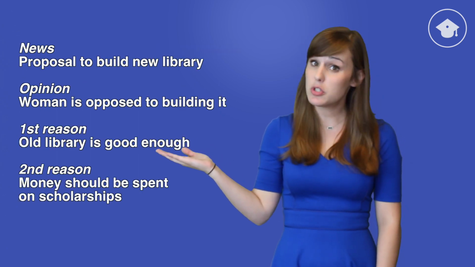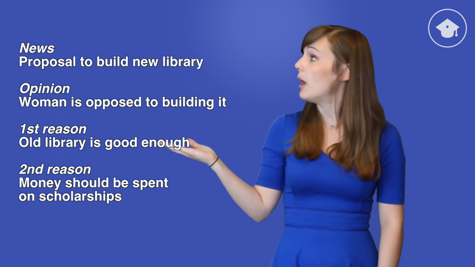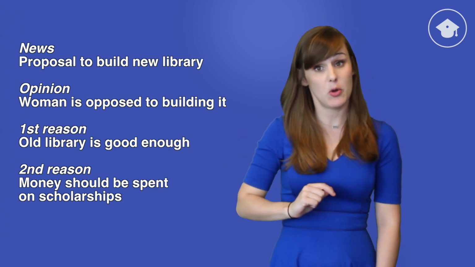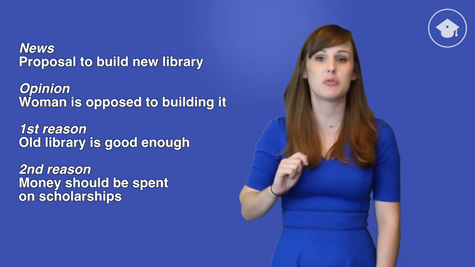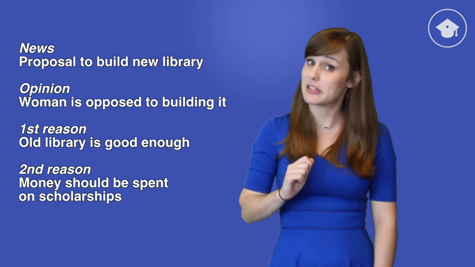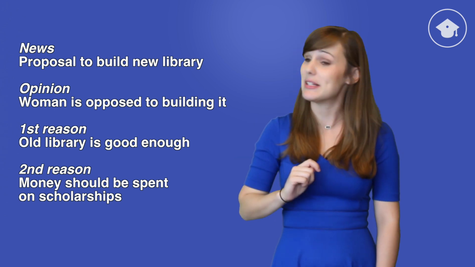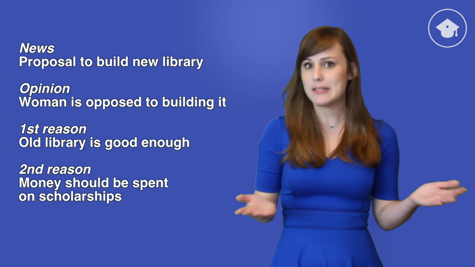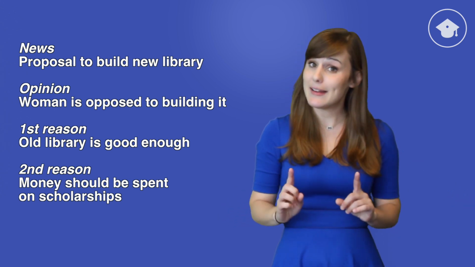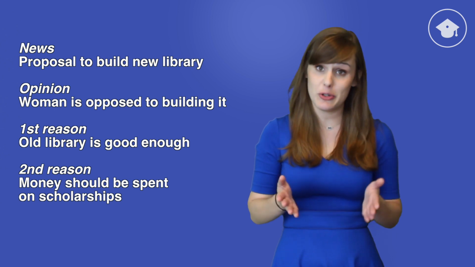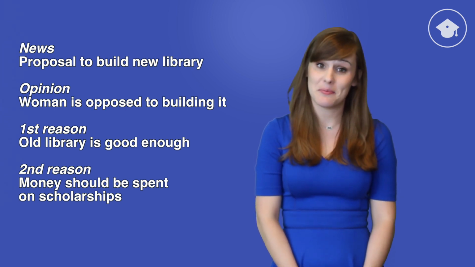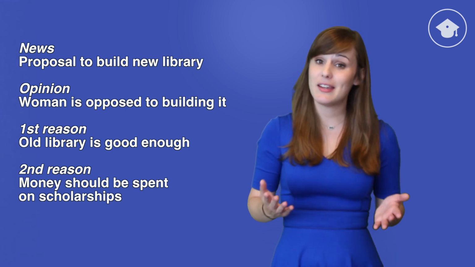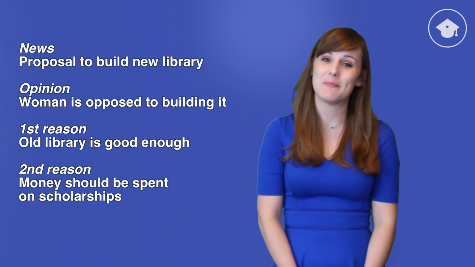News: proposal to build a new library. Opinion: woman is opposed to building it. First reason: the old library is good enough. Second reason: money should be spent on scholarships. That's not all the information, but it's all the information you need to give a good answer. You can then use these notes to prepare your answer.